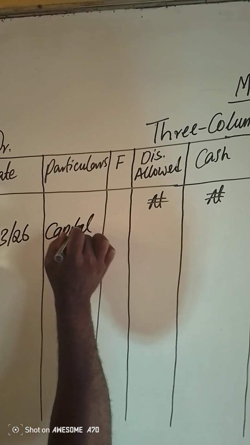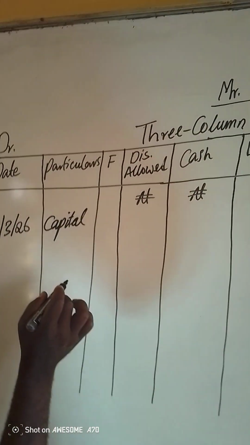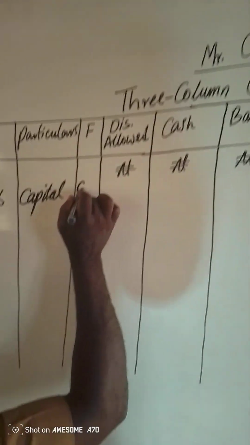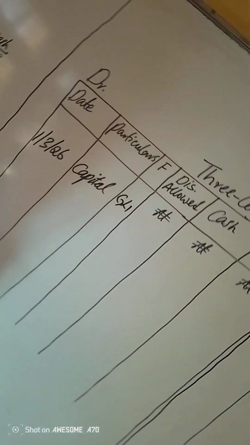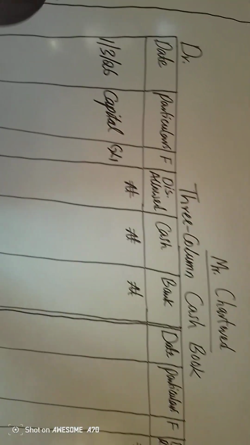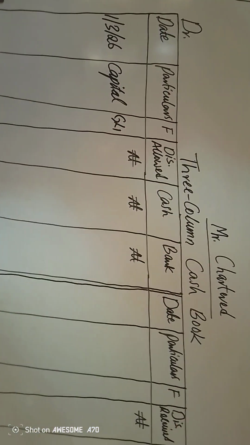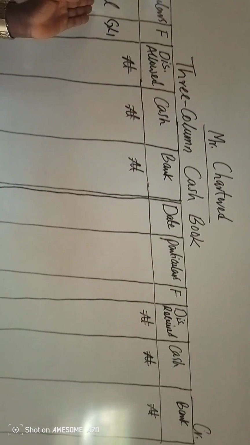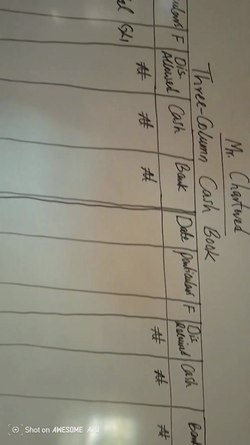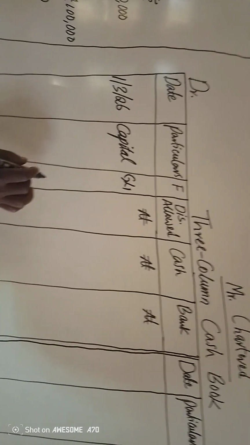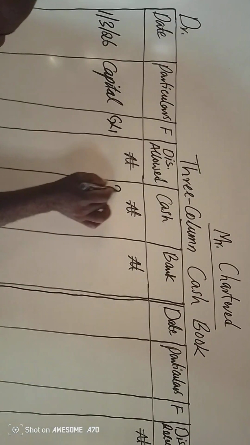The particular is capital. And then coming to folio, you now say this is general ledger 1. Mind you, in a separate video, I'm coming to address the issue of folio in a very standard and clear way, why we call capital general ledger 1. Then under cash, the amount is 200,000.